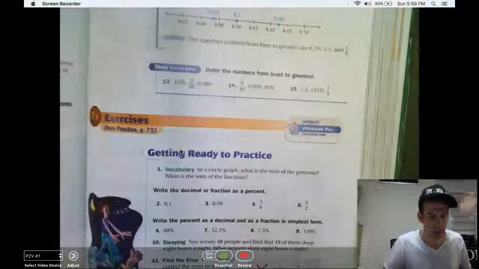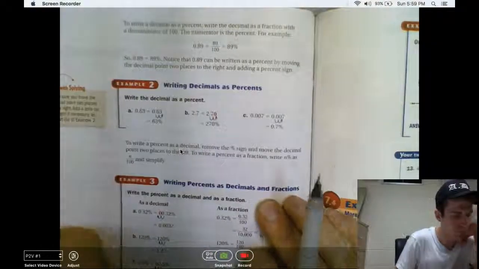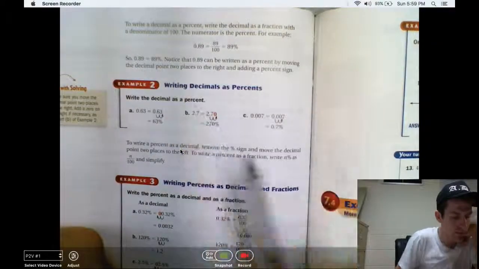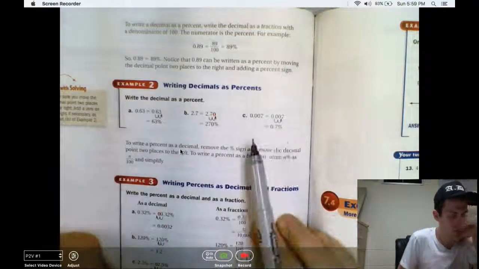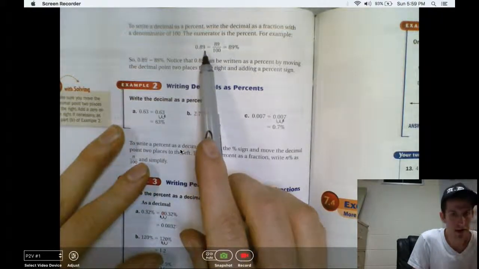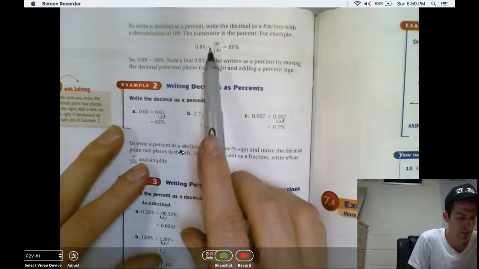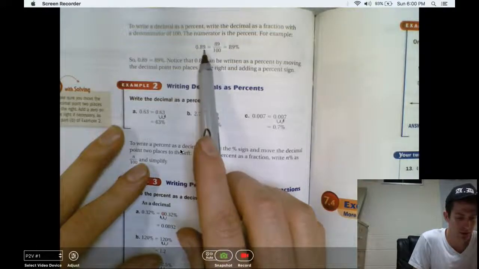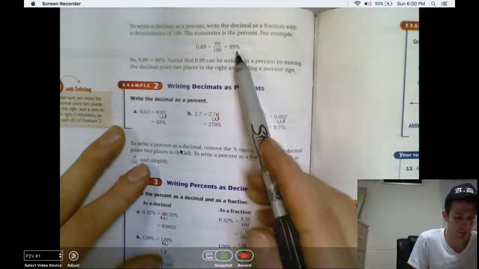Okay, let's flip the page. I'm going to scoot the book over and check this out. Writing a decimal as a percent. Write the decimal as a fraction with a denominator of 100. All right, so take a look at this. 0.89, that's a decimal, right? 0.89 as a fraction is the same as 89 out of 100 because it goes to the hundredths place. Tens place, hundredths place, 89 out of 100. Well, obviously that's 89%, right?